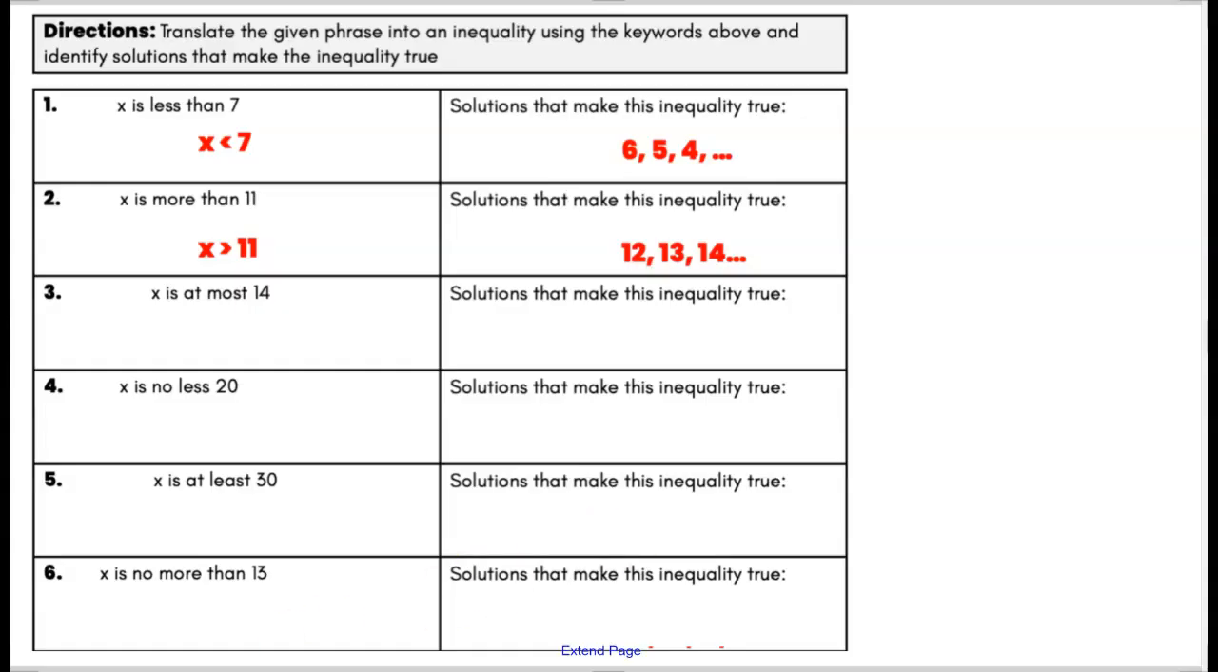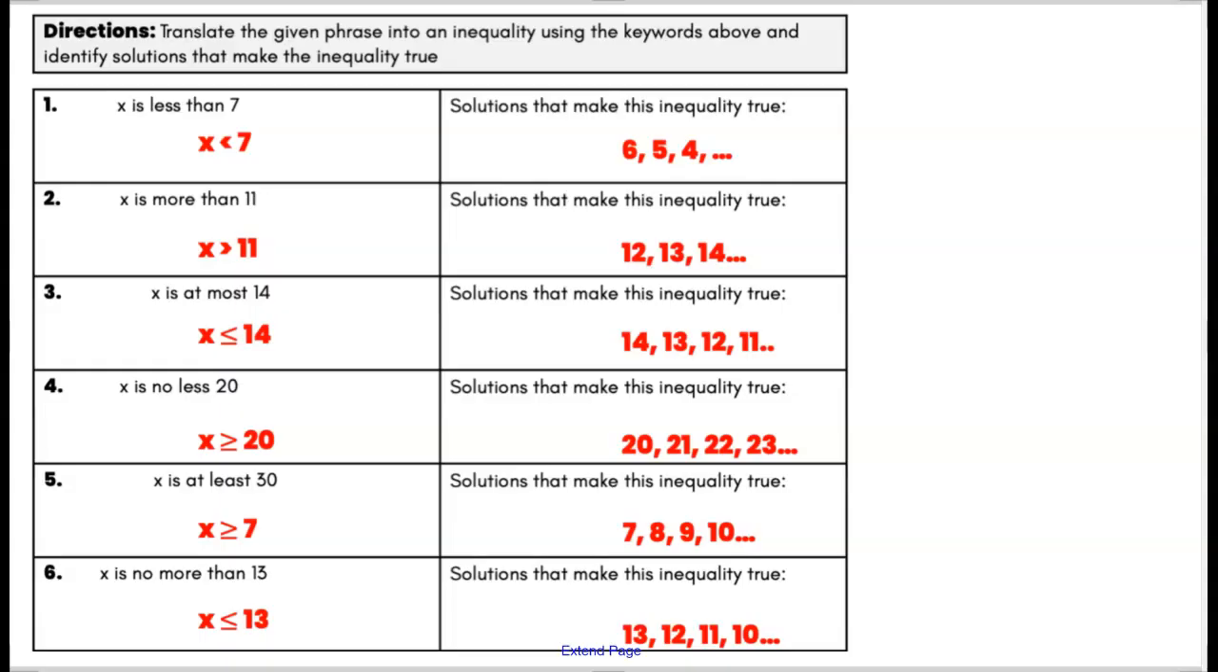All right, let's take a look at the answers. All right, here at most means less than or equal to. So 14, 13, 12, and 11. Notice how we include 14. No less, meaning it has to be either 20 or higher. So we include 20, 21, 22, 23. Use the greater than or equal to. At least, also a greater than or equal to.